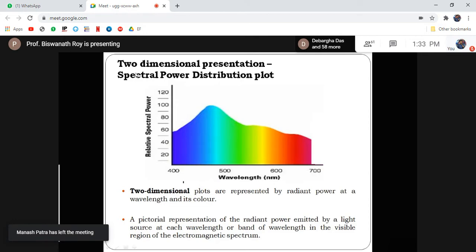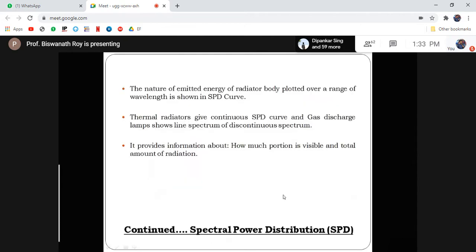In short, we call it the SPD, spectral power distribution, right? And there is a lot of information we can get out of the spectral power distribution. What is the nature of emitted energy over a range of wavelengths?